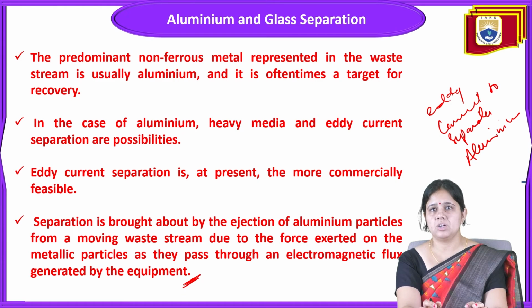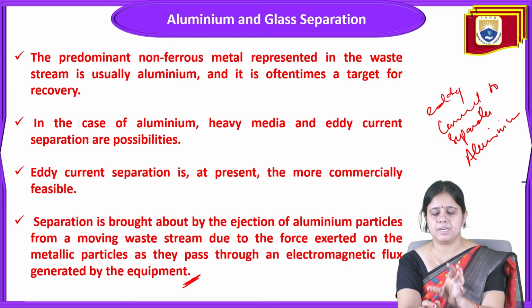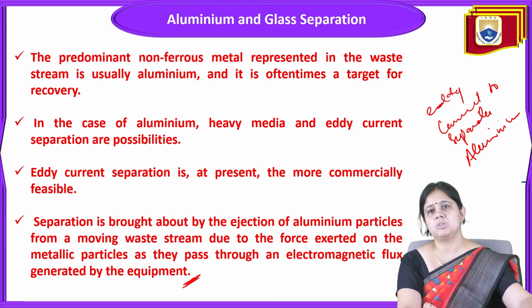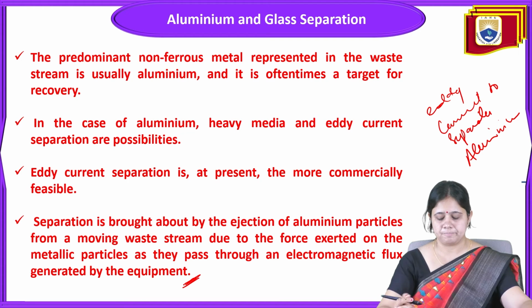The predominant non-ferrous metal represented in the waste stream is usually aluminum, and it is oftentimes a target for its recovery. In the case of aluminum, eddy current separation is used, and at present it is the most commercially feasible. Separation is brought about by the ejection of aluminum particles from a moving waste stream due to the force exerted on the metallic particles as they pass through an electromagnetic flux generated by the equipment.